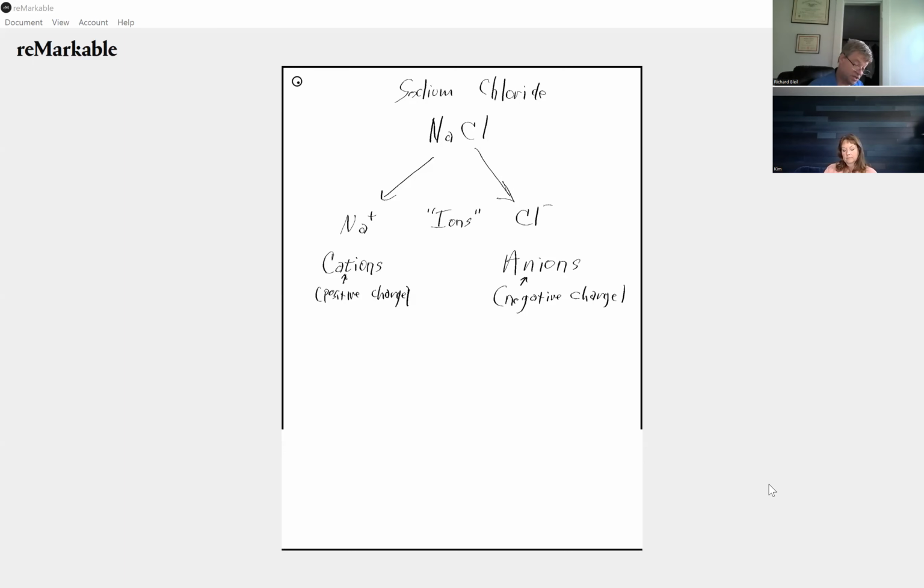By convention, this is what I started to say before, the cation is always the first name in the name of the compound. Sodium chloride. Sodium is the cation. The anion is always the second name with the ending changed to -ide. So chlorine becomes chloride. So the anion is always the second name in the compound. Okay?